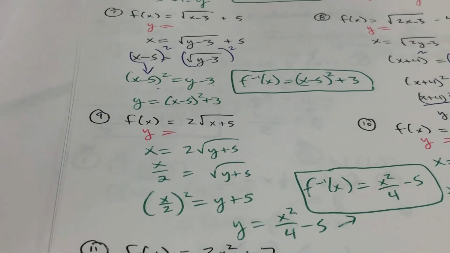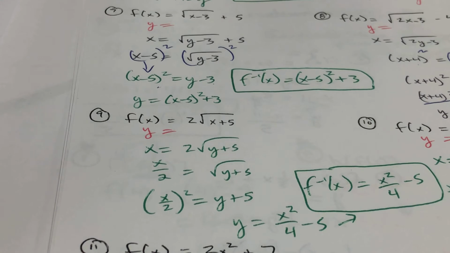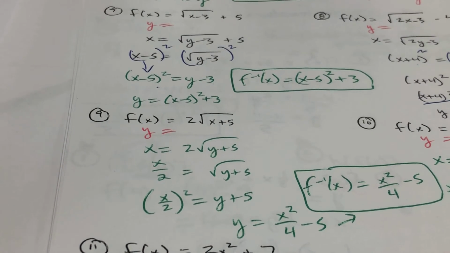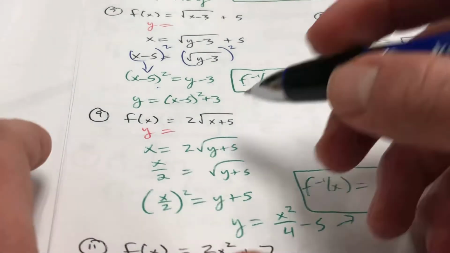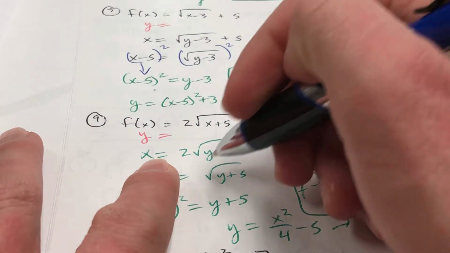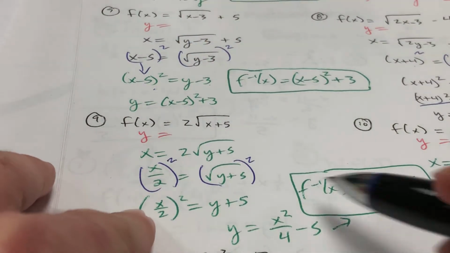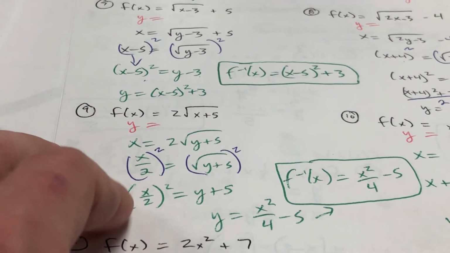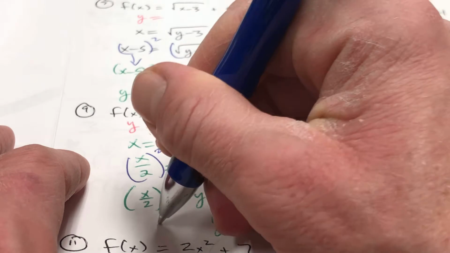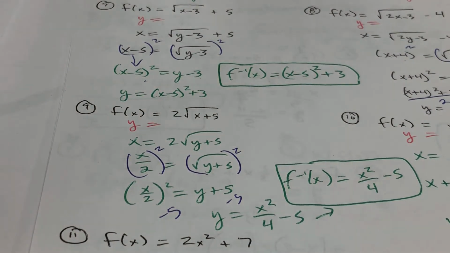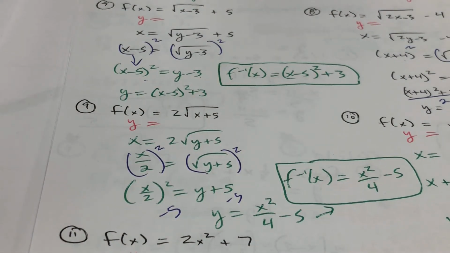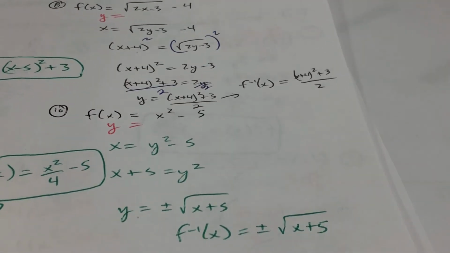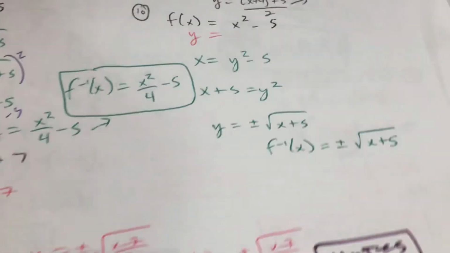Here we go on number 9. y equals 2 times the square root of x plus 5. So x equals 2 times the square root of y plus 5. Divide both sides by 2. You want to square this root when it's all by itself. All right, it's x squared over 2 squared. And then I'm going to subtract 5. f inverse of x is x squared over 4 minus 5. Again, these are all ones we would have done in class, unless you've been quarantined.